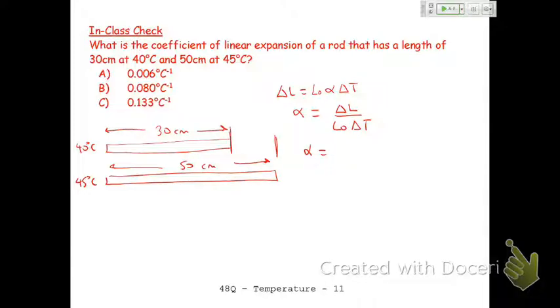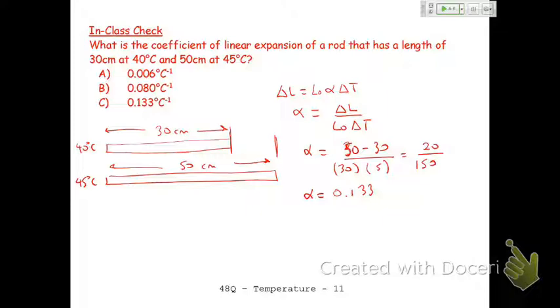Doesn't matter. 20 centimeters. I'm going to leave it in centimeters. Alright, so it doesn't matter the unit. We'll get to that. So it's going to be 50 minus 30 over L naught. That was 30 times delta T was 5. Let's put it down as 5. So that's 20 over 150. So alpha equals 20 over 150. 20 divided by 150, and I'm getting 0.133.